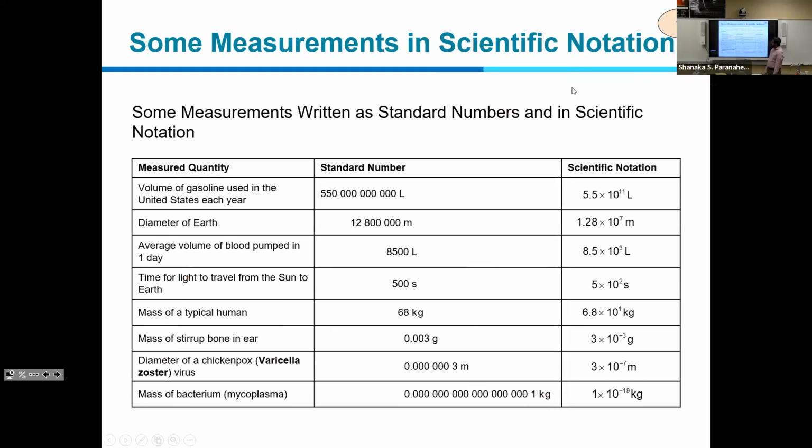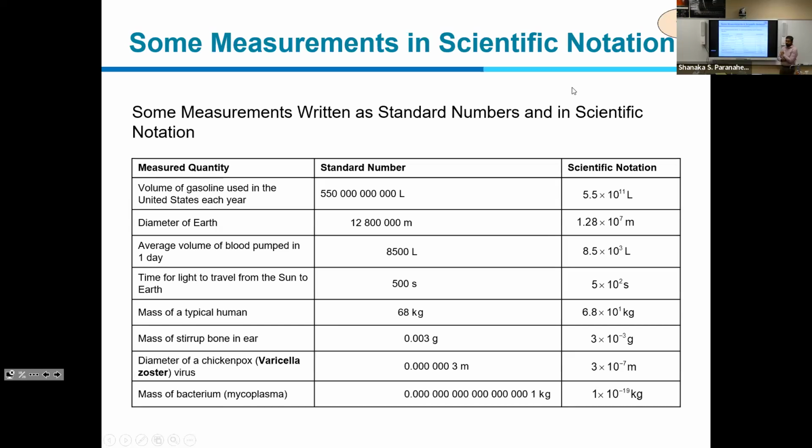And why is it important? Sometimes in science, we have large numbers or small numbers that we can't write in standard form, because it requires a lot of space. So we can simply convert that number into scientific notation. That's one of the advantages.